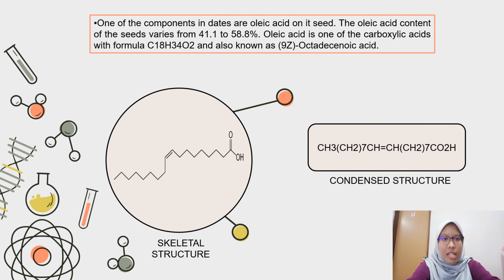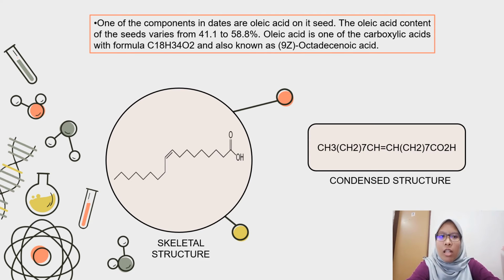The seeds of the dates contain oleic acid that varies from 41.1% to 58.8%. This oleic acid is one of the carboxylic acids with the formula C18H34O2 and is also known as 9Z-octadecenoic acid. The slide shows the structure of oleic acid.